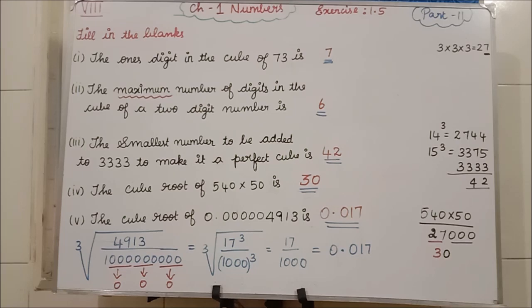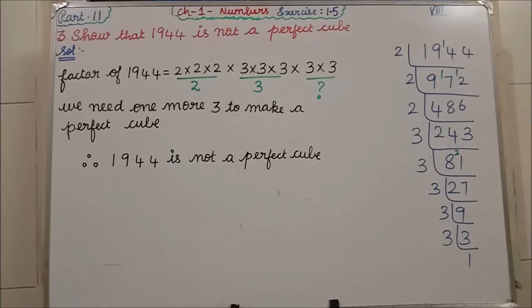Now we will continue the third sum. This is the third question. See the question: show that 1944 is not a perfect cube. We have to show that it is not a perfect cube. First, we have to find the factors of 1944. See, I have done here.